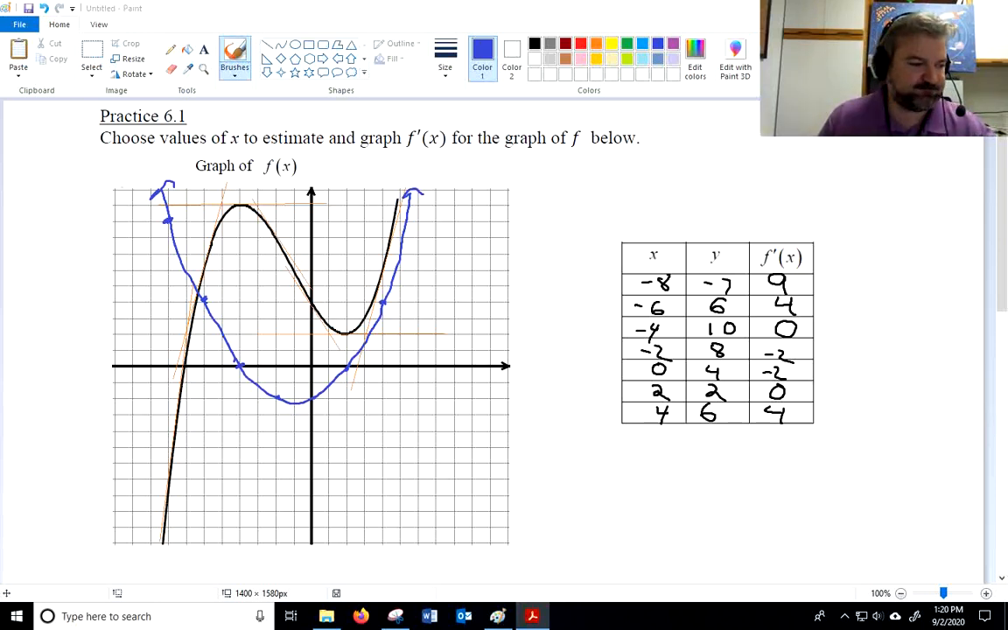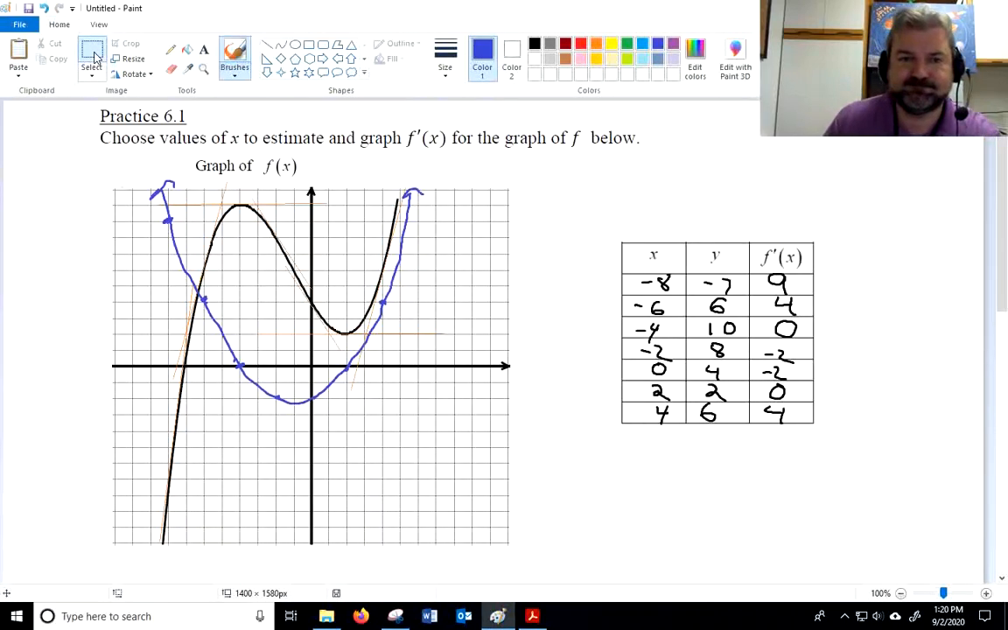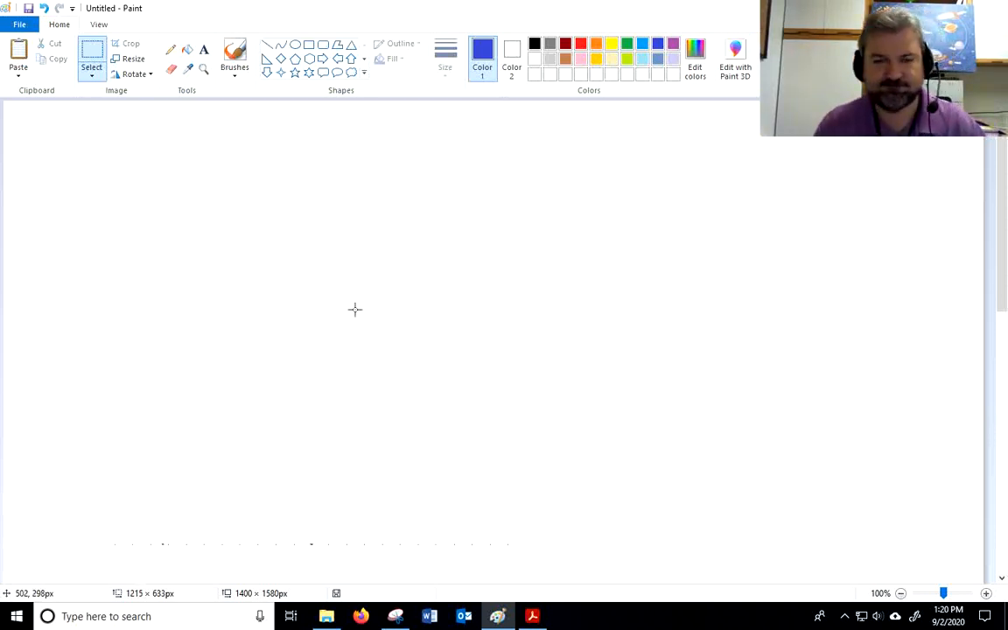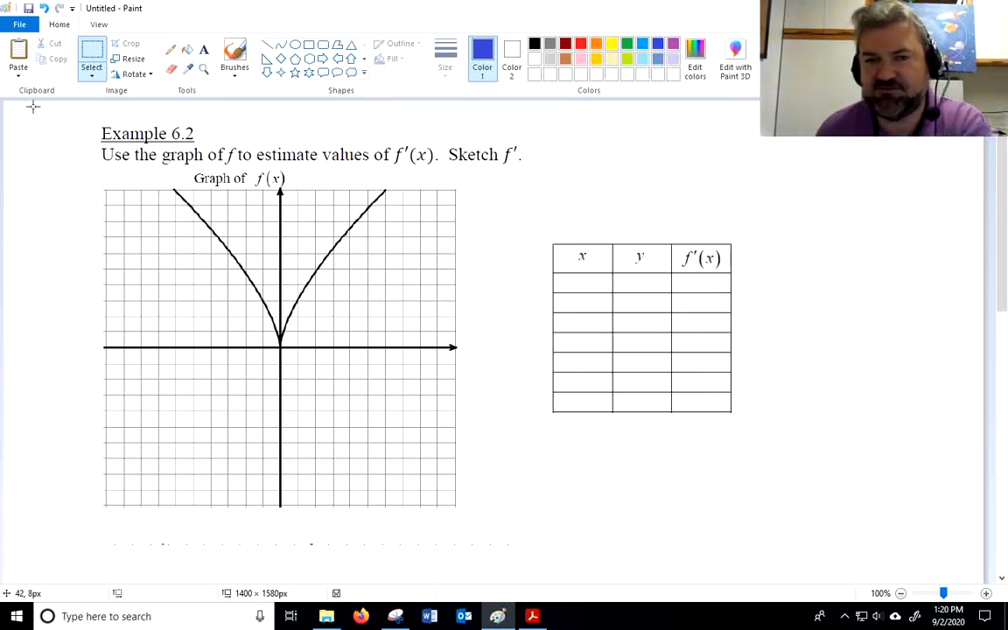All right, let's do another one. All right, so we're going to estimate several different values of f prime. So let's do that. Let's draw, well, what kind of tangent line would I draw there? You know, maybe it's flat, maybe it's really steep, like in between the two. But let's come back to that, and we'll have to think about that.